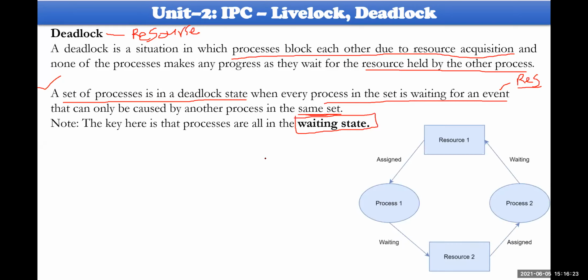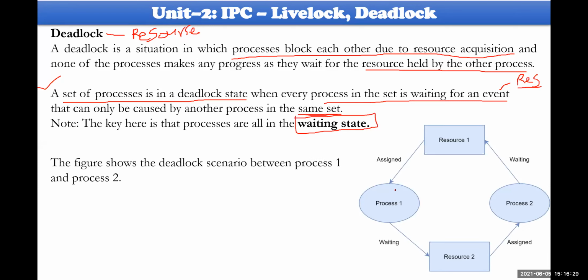Then look at this. This is the stage. Resource one is allocated to process one here, and process one is waiting for resource two. But actually, this resource two is allocated to process two, and it is waiting for resource one. So this kind of situation is called a deadlock.